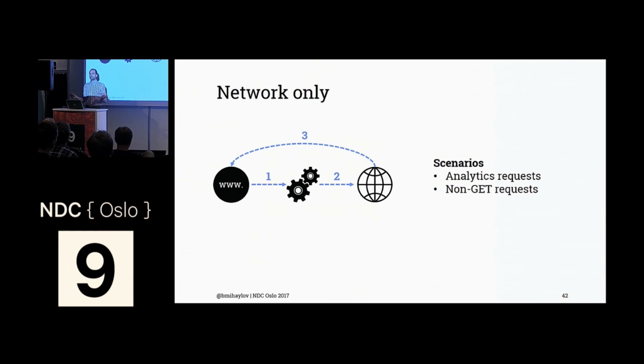The simplest one, which is basically the default, is network only. That means that everything goes through your service worker to the network, right? You want to use this basically for all your non-GET requests. You don't want to cache a POST request or something like this. And you don't want to cache any kind of analytics, maybe Google Analytics that you have, because they usually make GET requests to an image or another resource. So you want to let them pass through. You don't want to cache them.